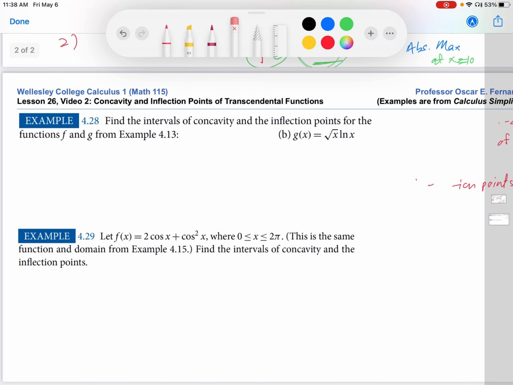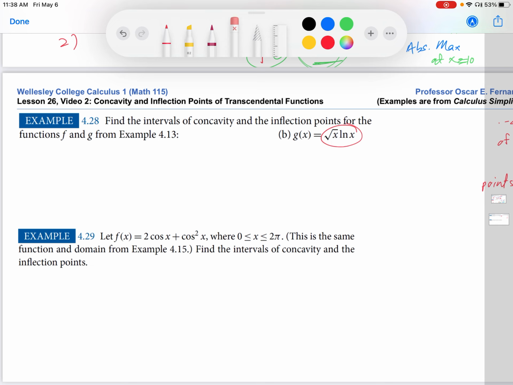You'll notice that it says find the intervals of concavity and the inflection points for f and g. There was another function f of x here. To keep the video a little shorter, I'm not going to do the f function. I'll just do the g function over here. And that will illustrate just as well what we're doing when it comes to finding concavity and inflection points for, in this case, a function involving a natural log.